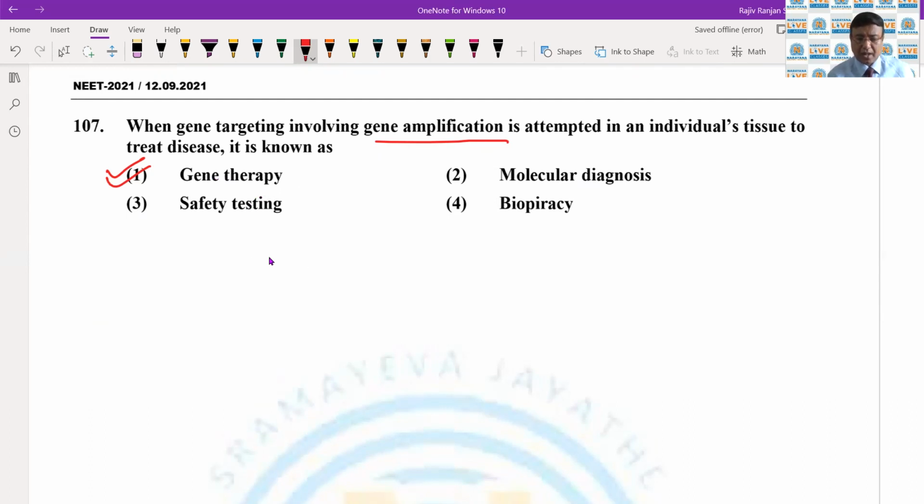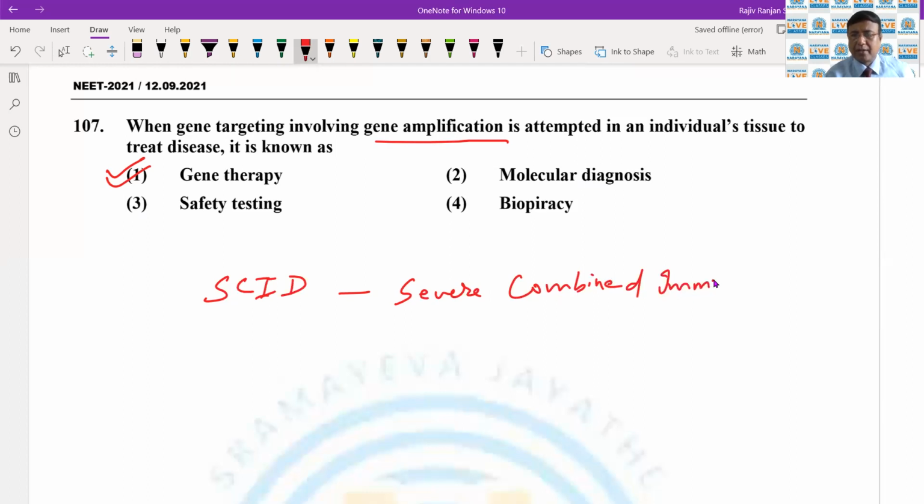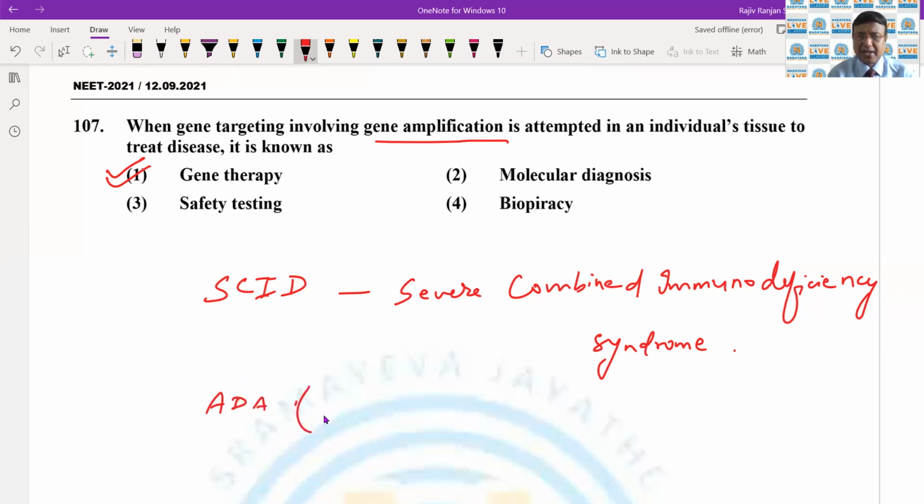For example, a girl suffering from SCID. SCID stands for severe combined immunodeficiency syndrome. So a girl who suffered from SCID was given the dose of the healthy gene of ADA. Actually, this disease occurs due to deficiency of the adenosine deaminase enzyme.